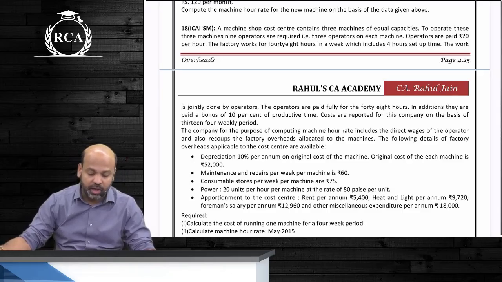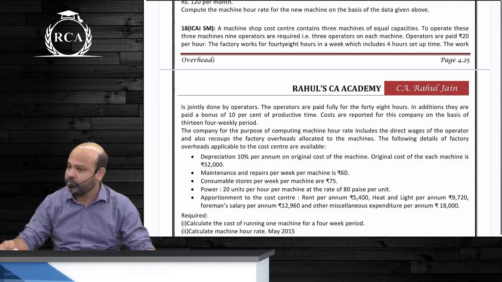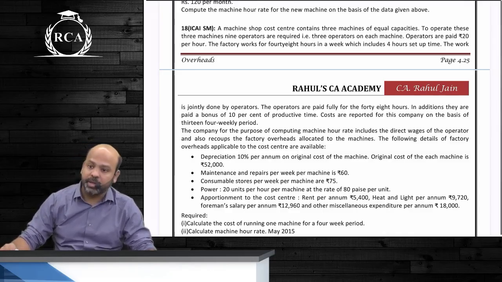The work is jointly done by operators. Operators are paid fully for the 48 hours. In addition, they are paid a bonus of 10% of productive time. सबसे important यहाँ पे बेटा एक productive time.